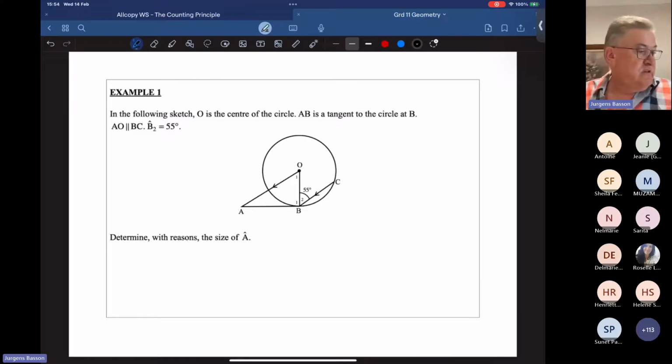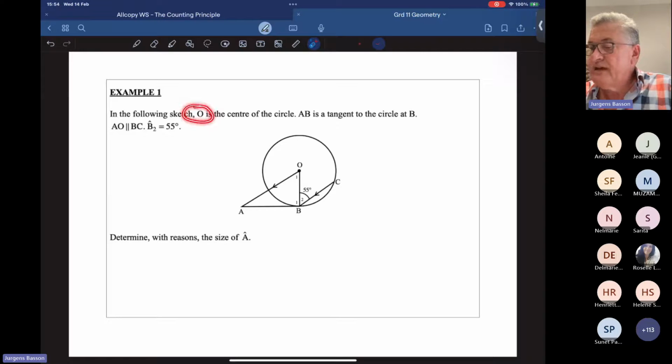And now we're just going to do 1 or 2 questions, but only now on tangents. So like I said before, they ask us for angle A, but let's not worry too much about it now. Let's first read. You will see we've got a center O. And because there's a center O, and AB is a tangent, I think you will agree that I can say that will be 90 degrees because radius is perpendicular to a tangent. These lines are parallel, so we have alternate angles. If this is 55, that will be 55 because of the alternate angles.